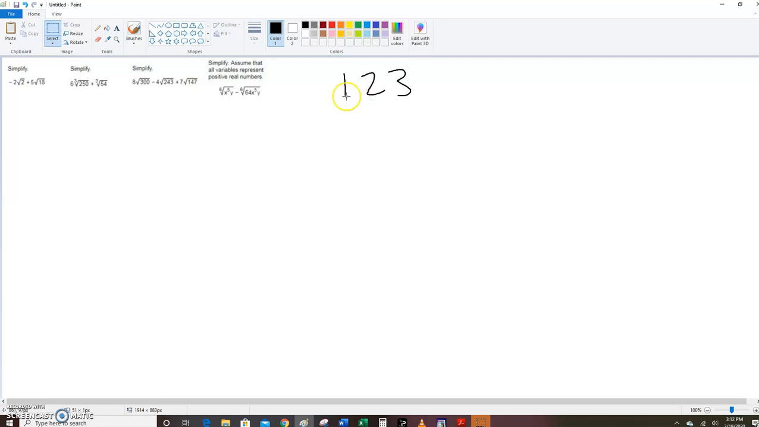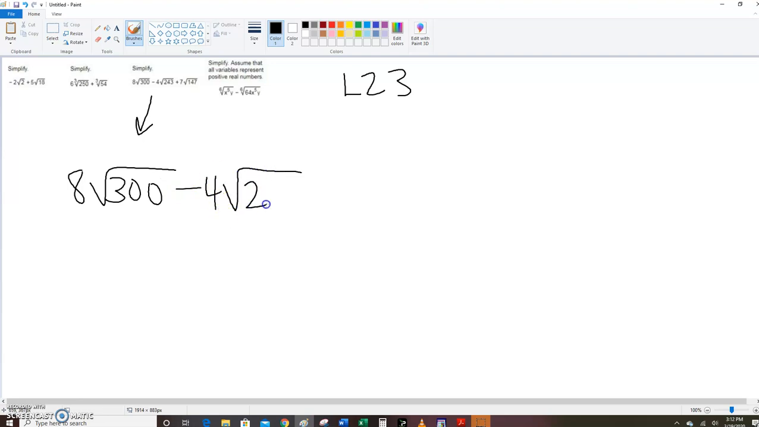The next example involves subtraction and addition. We have 8 times the square root of 300 minus 4 times the square root of 243 plus 7 times the square root of 147.